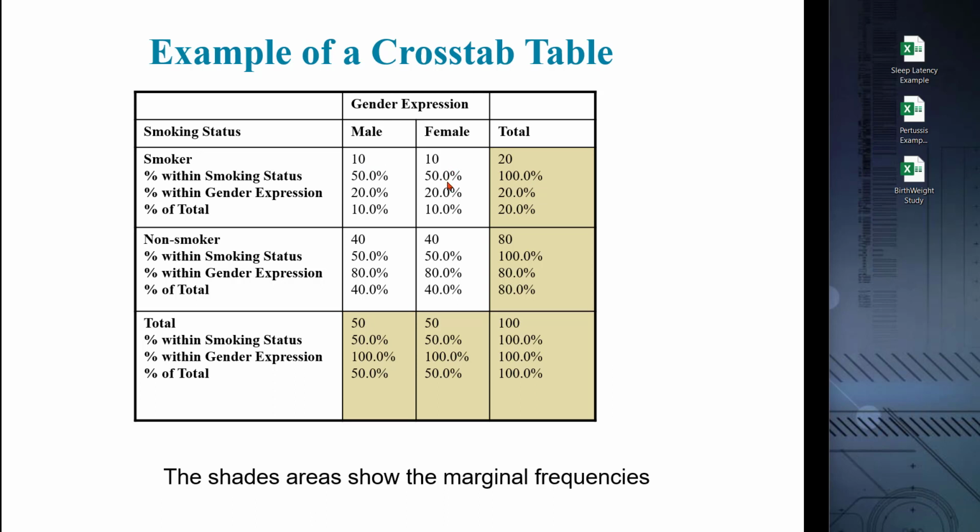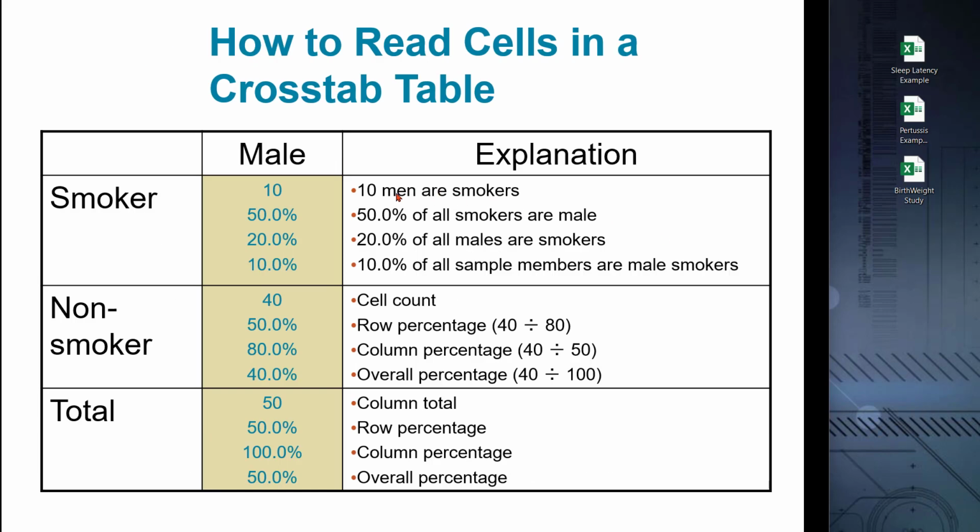The first thing to note is that the outcome, the dependent variable, smoking status in this case, is in the rows. By convention, we always put the dependent variable in the rows. If we look at the males in the study, we see the counts. 10 males are smokers, right? We list the row percentages. 10 of all the 20 smokers here are males, so that's 50%, right?